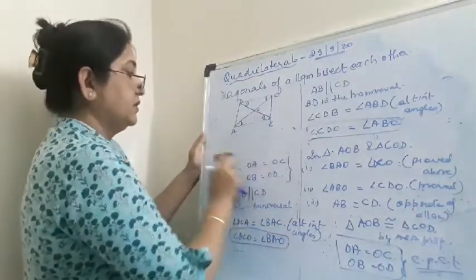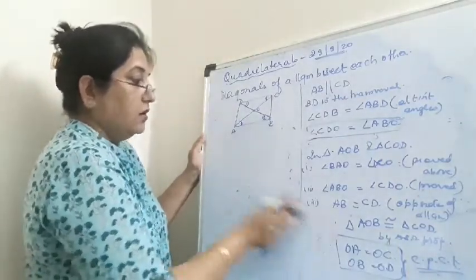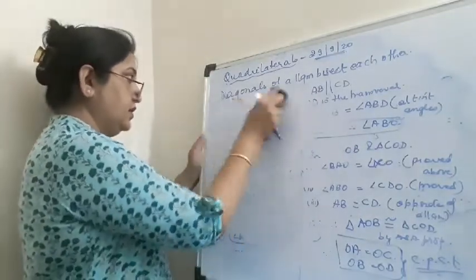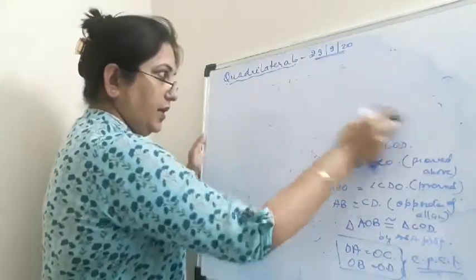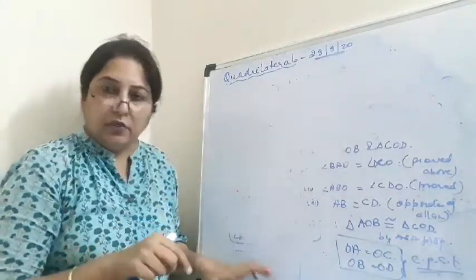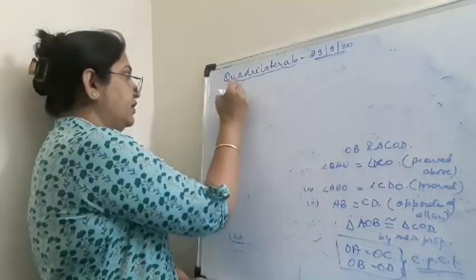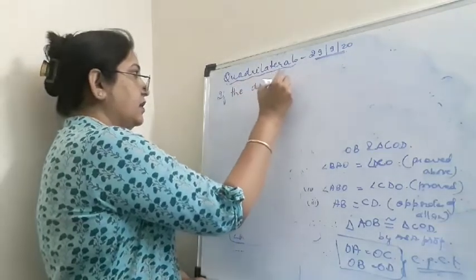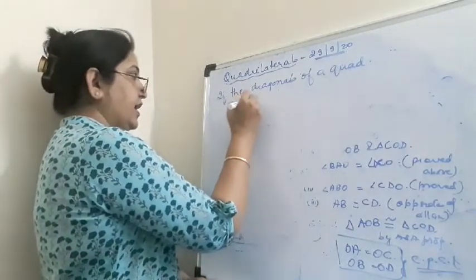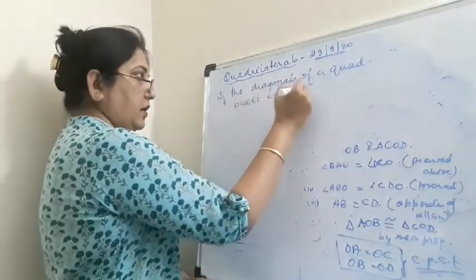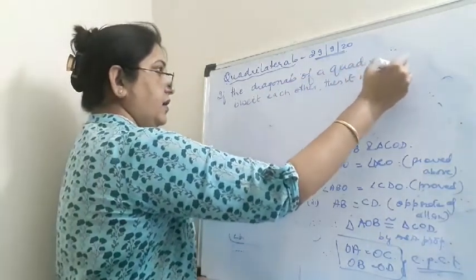The converse of this. Okay, children, practice these theorems nicely, and then only you will understand how to start with the proof of any theorem. Now coming to the next one, it says that if the diagonals of a quadrilateral bisect each other, that is a converse. If the diagonals of a quadrilateral bisect each other, then it is a parallelogram.